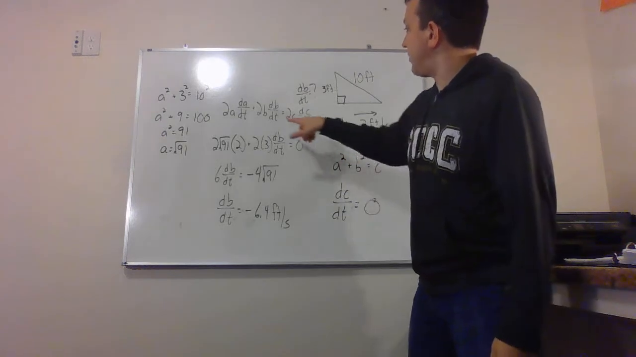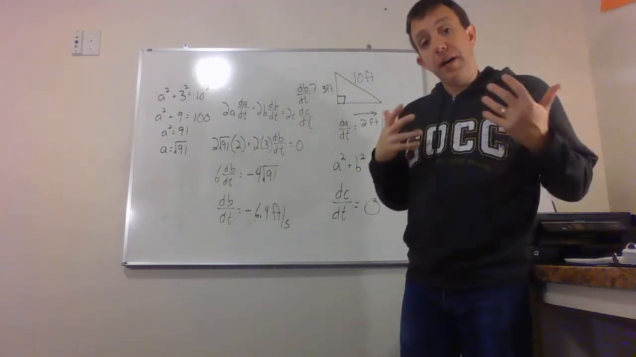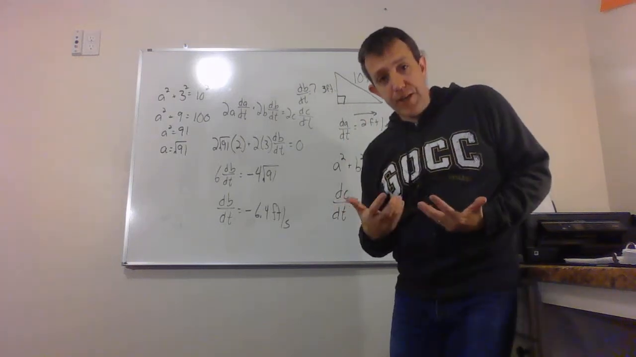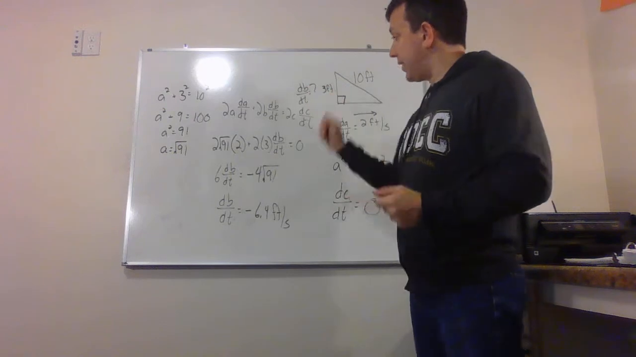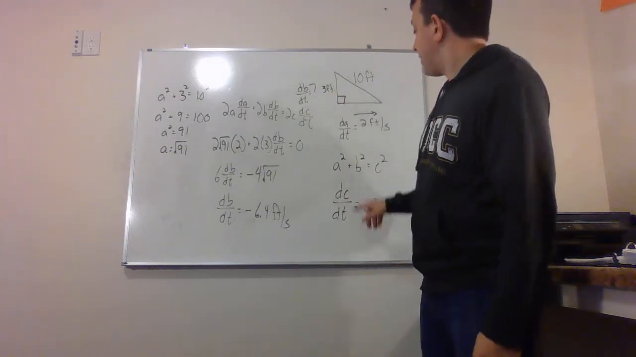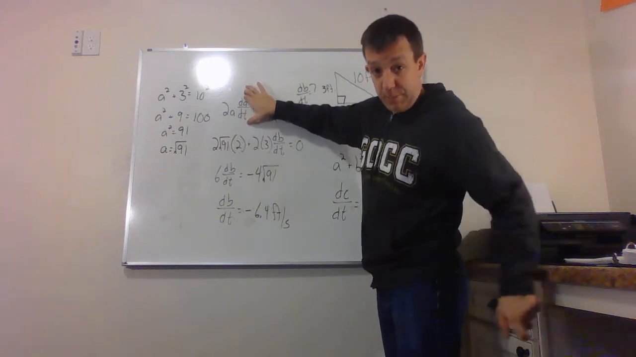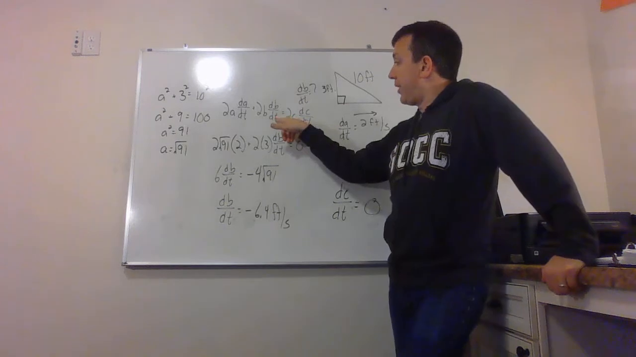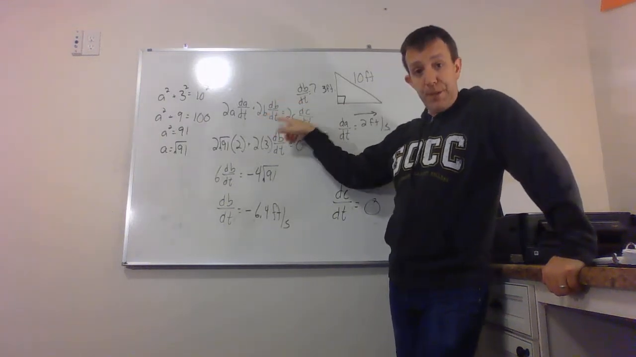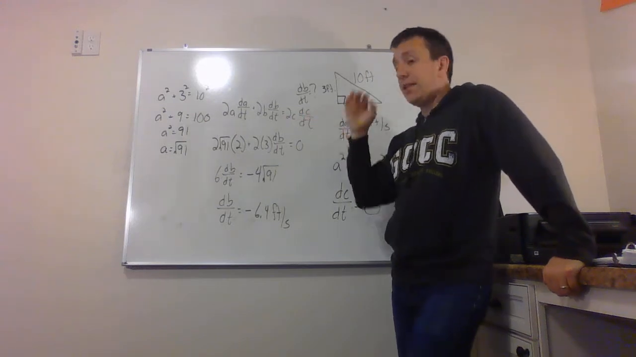Then the next thing I did was I took the derivative of A squared plus B squared equals C squared. Again, we have sides that are changing here. They're all changing with respect to time. We needed a derivative, so I took it. The derivative of A squared is 2A, and then don't forget the implicit differentiation piece, dA/dt. The derivative of B squared, 2B, again, dB/dt. And the derivative of C squared is 2C dC/dt.